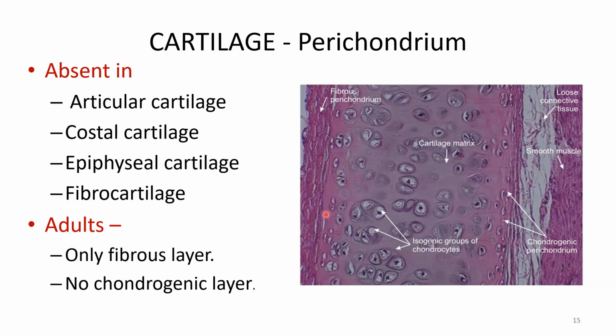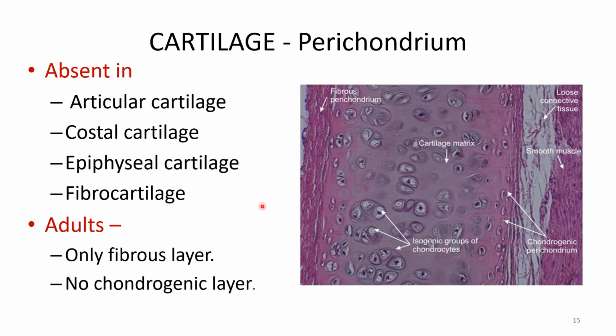The perichondrium is absent in articular cartilages in relation with the joints, in the costal cartilages in relation with the rib, and in the epiphyseal cartilage in relation with the developing bone. You have to recollect what is diaphysis, metaphysis, epiphysis and the epiphyseal plate of growth cartilage in the developing bone.